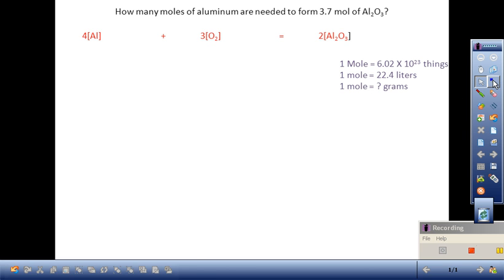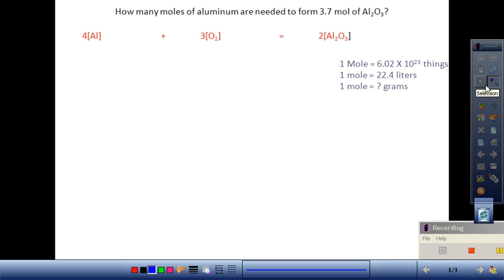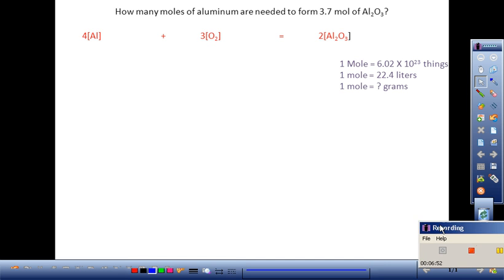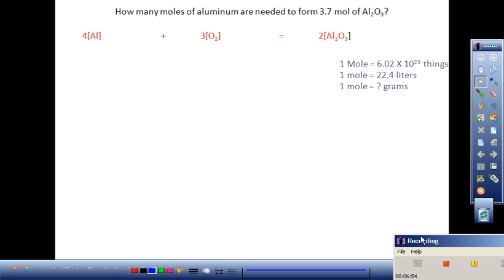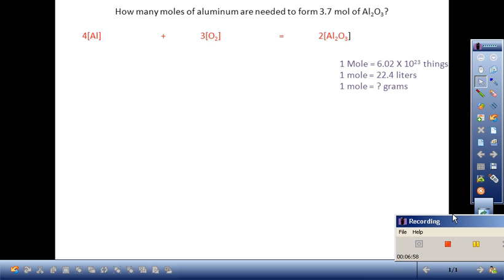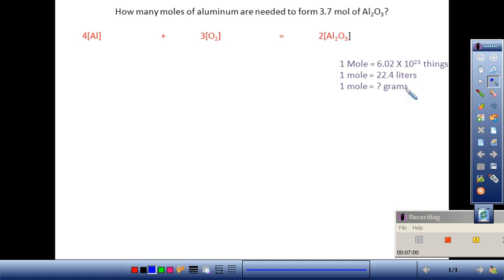Alright, if you feel comfortable, try this problem. It's the same setup as the last one, so you can pause it and work it out. If you're not ready to try it, just keep following along and I'll work it out.